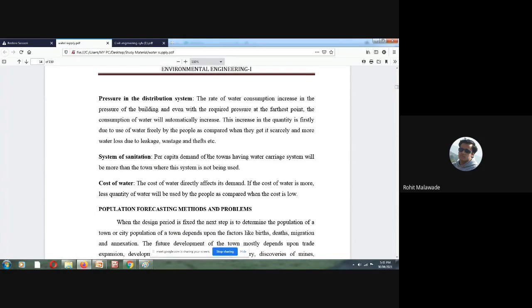Pressure in the distribution system. Now if you are using water, you are having a tap in water. If you are getting sufficient quantity of pressure in your pipeline, then your water consumption will be more or it will be less? Yes, it will be more. If the pressure is more, easily the water is coming in your taps. If the pressure is less, suppose you require say half an hour to fill one particular jug. Then what will happen to your water requirement?